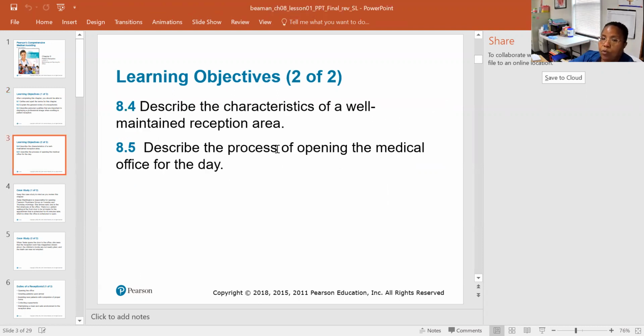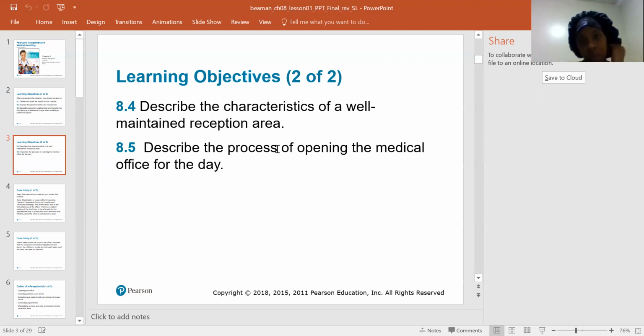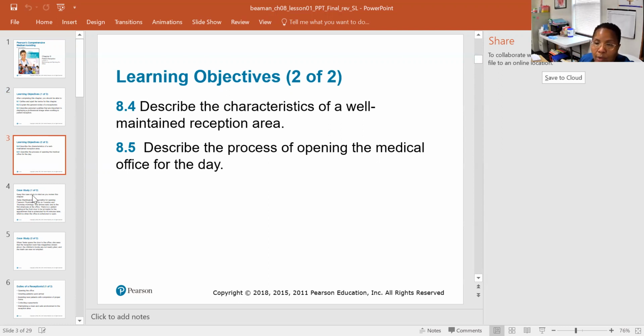Describe the characteristics of a well-maintained reception area. Somebody, what should your reception area look like? Describe the processes of opening a medical office for the day. If you come into the medical office, nine times out of ten, if you're at that front desk, you're going to be the first one the patient sees. What should your area look like? Organized at all times and clean. You should have the papers in order. Not looking at my desk right now, but you should be well organized. You think professional. If you can think professional, you can look the part.